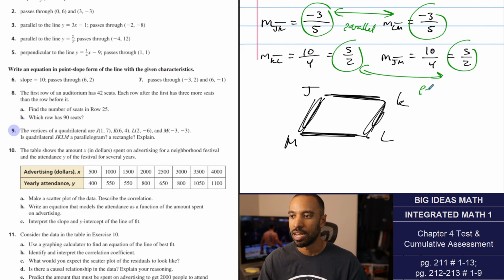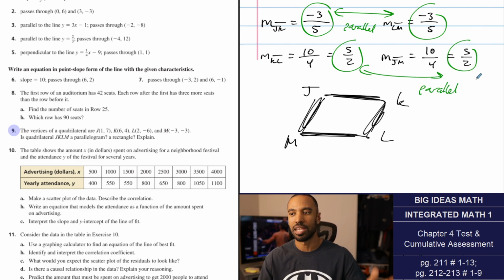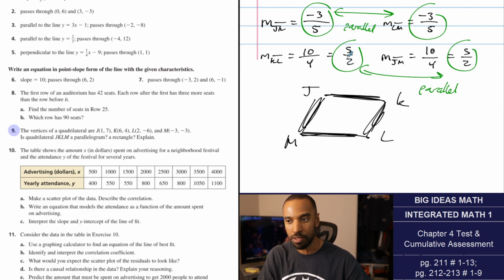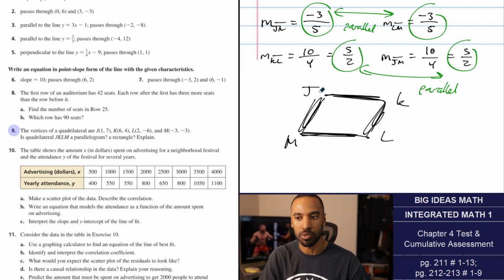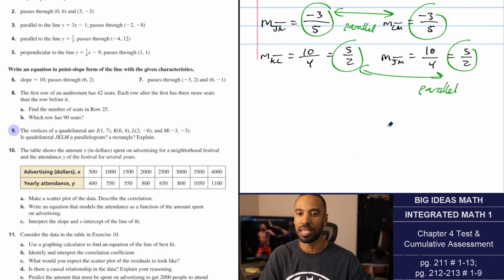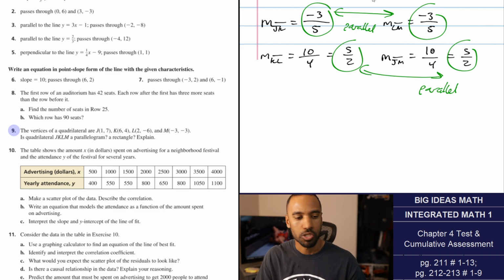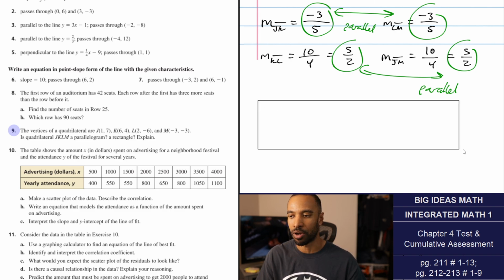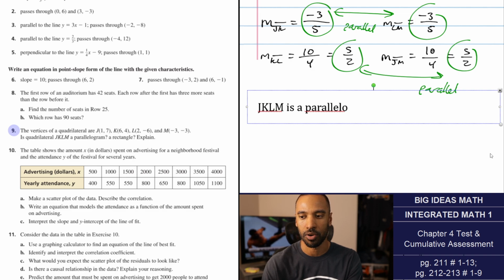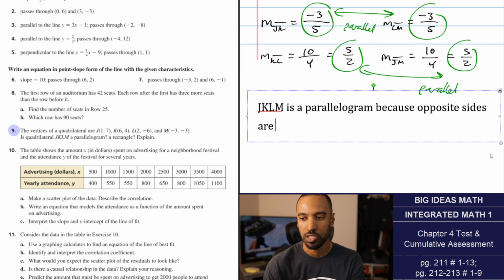Those are parallel. Now, what we can see out of this is they are parallel, but they are not opposite reciprocals. If this was 5/3 and -3/5, they'd be opposite reciprocals, and opposite reciprocals would talk about perpendicularity. So they're not perpendicular, although they are parallel. So is JKLM a parallelogram? Yes. Is it a rectangle? No. JKLM is a parallelogram because opposite sides are parallel. Same slope. That's what we're looking for.